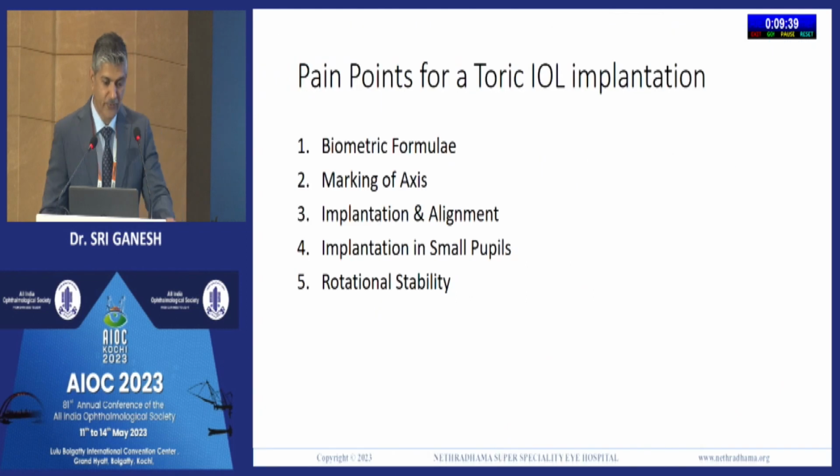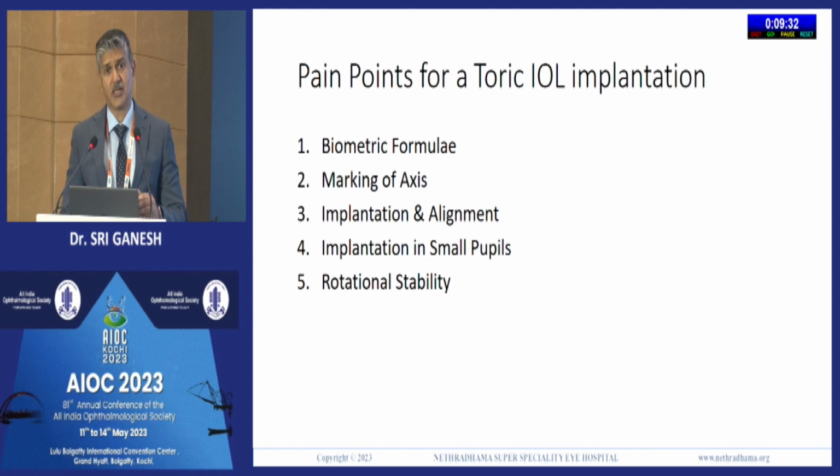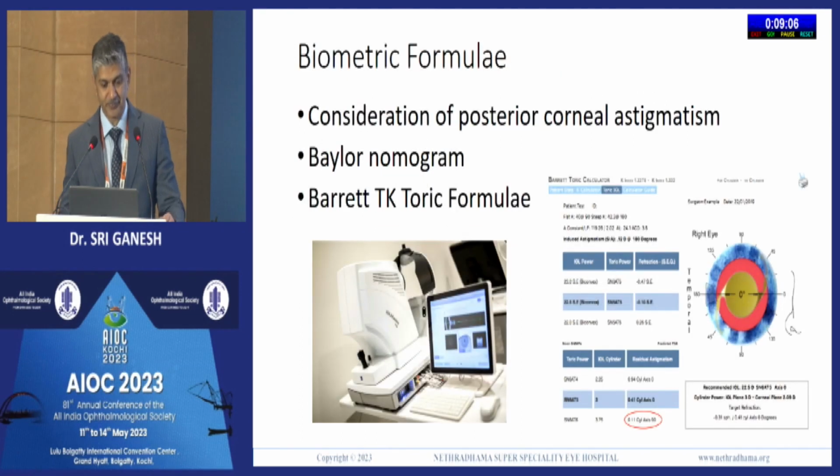So if you look at what are the pain points for a toric IOL implantation, these are the issues you can face. The first is biometric formula, which to use. Second is marking of the axis itself. Third is implantation and alignment of the lens. Fourth is implantation in small pupils where you can't actually make out the markings on the toric IOL. And the fifth is the rotational stability post-op. So let us deal with all of these one by one.